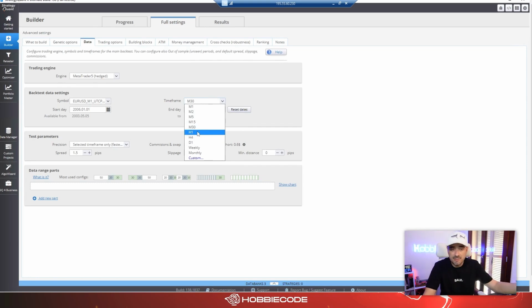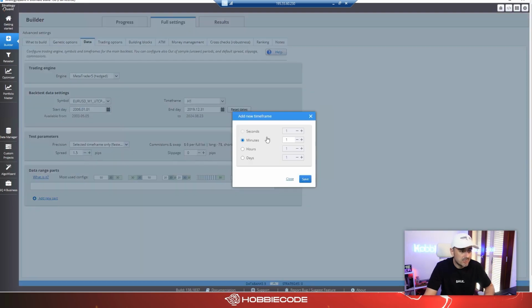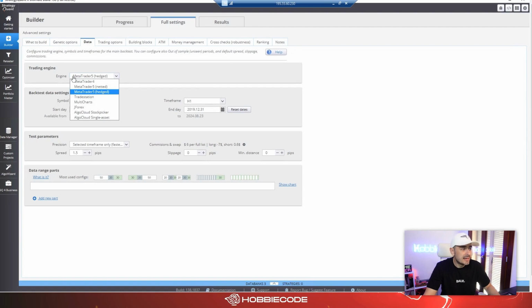We can choose the time frame we want. For the euro dollar, 1 hour, 4 hours, day 1, you can even set the time frame that suits you. Here in the engine, we choose which platforms we want to create robots on: MetaTrader 5, MetaTrader 4, TradeStation, MultiCharts, or NinjaTrader. Personally, I use MetaTrader 5 a lot in hedge, because NinjaTrader is for futures.